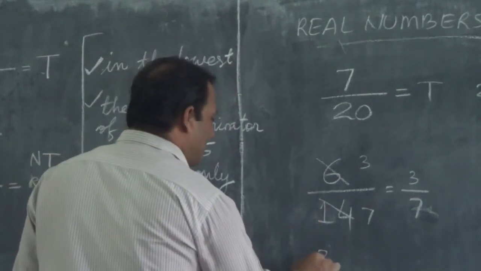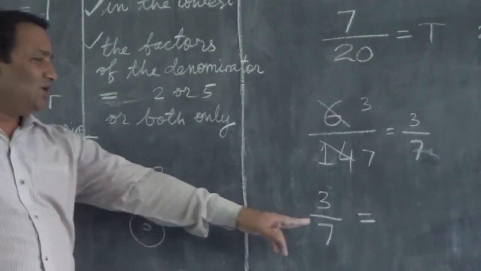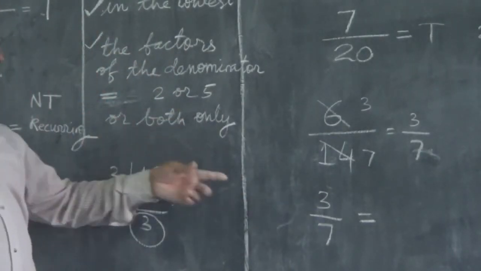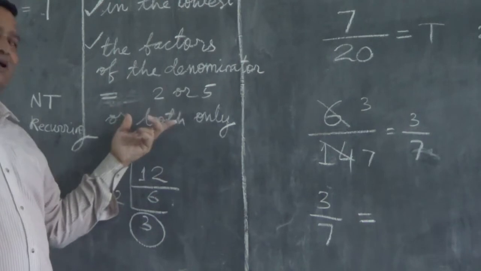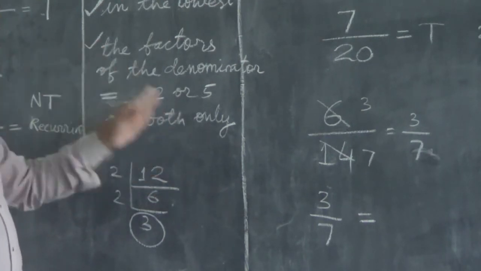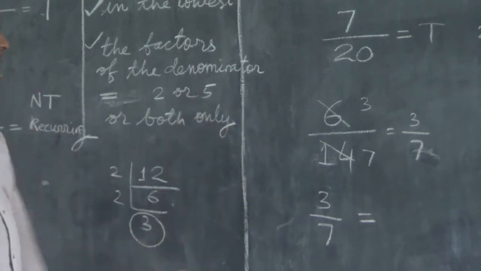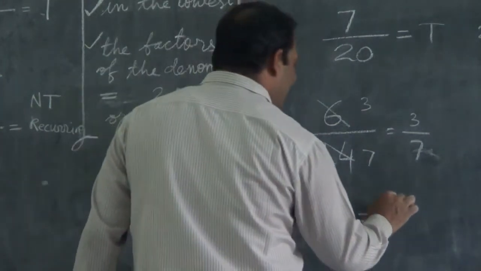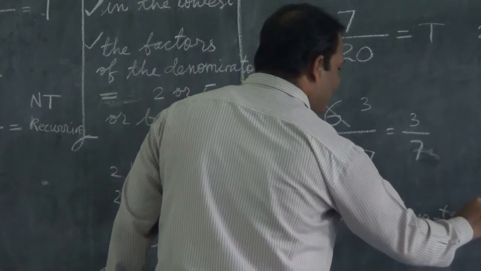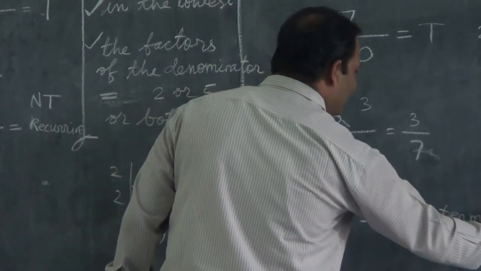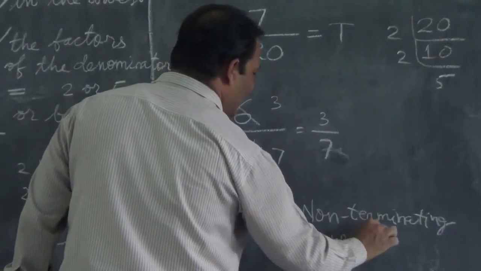Now you see, after reducing it to lowest term, find the factors of the denominator. What are the factors of the denominator? Is it 2? No. Is it 5? No. Is it both 2 and 5? No. That means this is not going to give a terminating decimal. It will give a non-terminating recurring decimal.